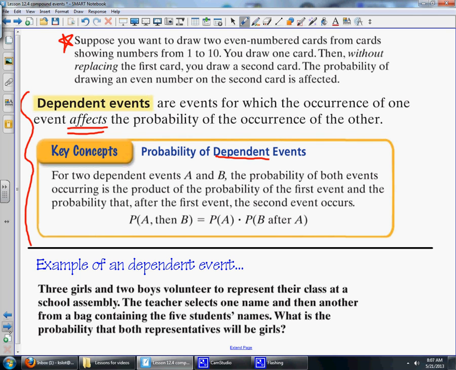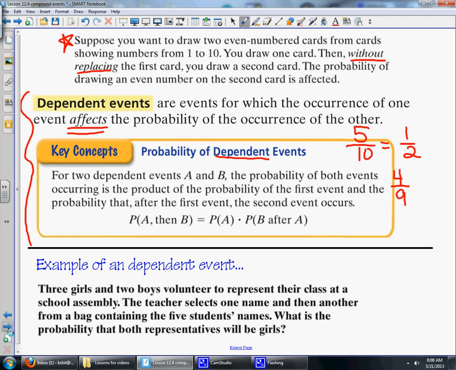Suppose you want to draw 2 even numbered cards from cards showing the numbers 1 through 10. You draw one card, then without replacing, that makes it dependent, because you're not replacing that card. So the first card you draw, and then the second card you draw, the probability is going to be different. If we draw the first card and we want to get an even number, we have a 5 out of 10 chance, which would be equal to 1/2. Now we're not going to replace that card back in the deck that we drew out. So then we only have a 4 out of 10, or excuse me, 4 out of 9 chance of getting an even number.